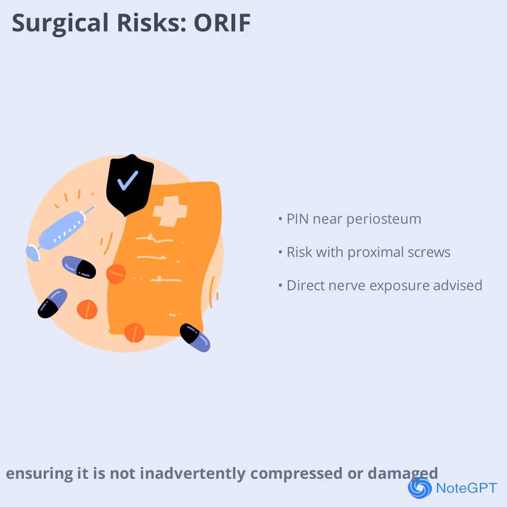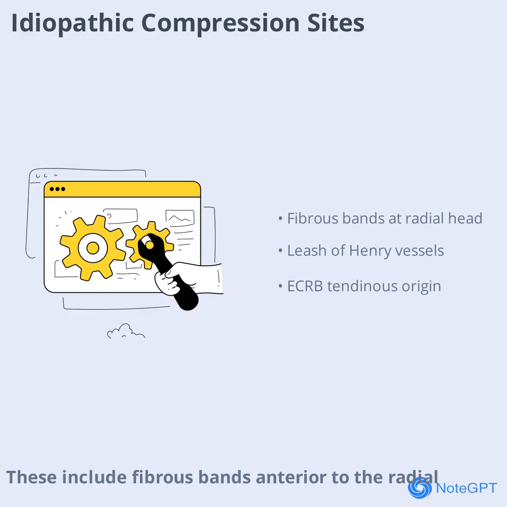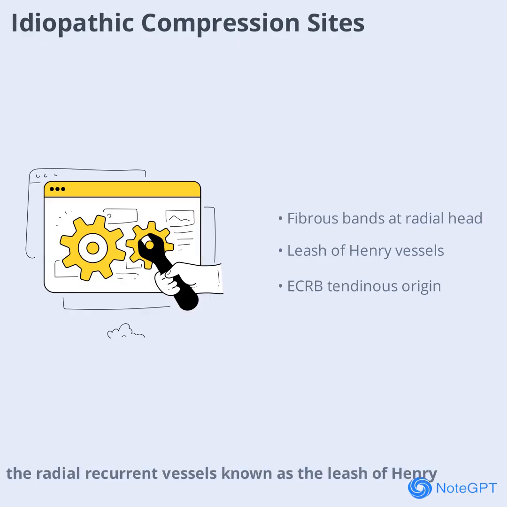Not all cases of PIN compression have an obvious cause. Idiopathic compression syndrome refers to cases where the nerve is compressed without a clear external factor. Several anatomical sites are prone to causing this type of compression. These include fibrous bands anterior to the radial head at the entrance of the radial tunnel, the radial recurrent vessels known as the leash of Henry, and the tendinous origin of the extensor carpi radialis brevis (ECRB). Each of these locations can create pressure on the nerve, leading to symptoms.